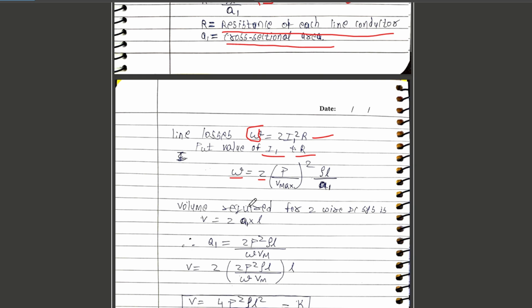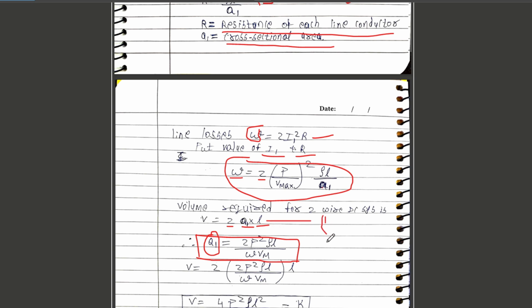The volume required for the two-wire DC system will be twice the cross-sectional area into length, right? Volume is area into length. So just rewrite the equation to get the area. Cross multiply, taking the area to this side and omega to the other side. We will get the equation A1 equals 2 P square rho L by omega Vm square. So we have got A1, the cross-sectional area.